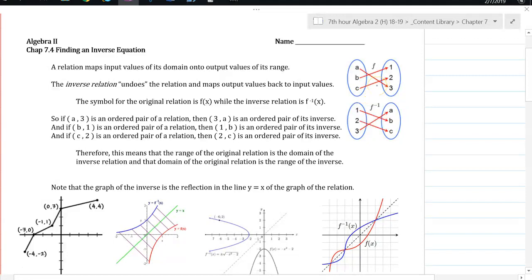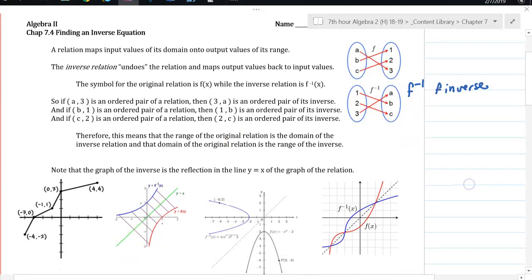Well, we have what's called the inverse relation, which kind of undoes the relation and maps output values back to input values. So if the original mapping is called F, then right under it we have a mapping that is F inverse. Notice the ordered pairs are switched. Instead of A comma 3, now we have 3 comma A. Instead of B comma 1, now we have 1 comma B. And instead of C comma 2, now we have 2 comma C.